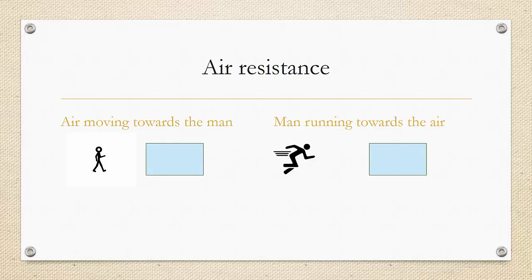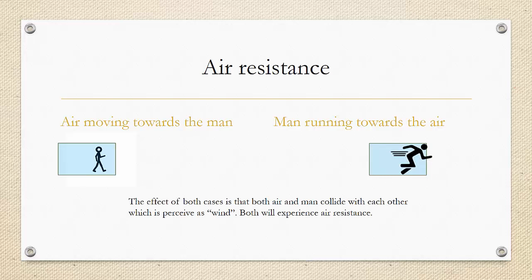So if the air is moving towards the man, as shown in the diagram on the left, this is like the wind that is blowing on the man. Or if you have still air but the man is running through a layer of air, the end result is the same because both air and man collide with each other, which is perceived as wind. So both will experience air resistance.